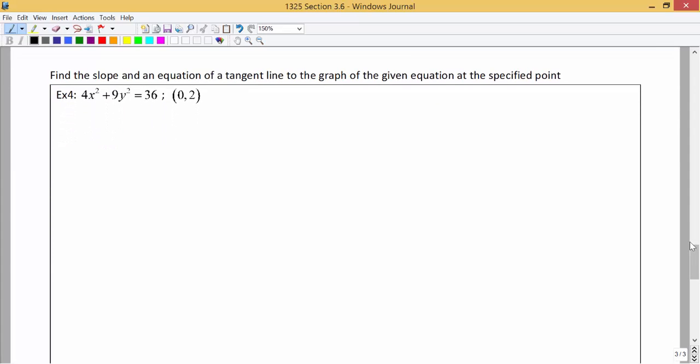For example 4, we're asked to go a little bit further. It asks to find the slope and the equation of the tangent line to the graph of the given equation. So we have 4x squared plus 9y squared equals 36, and we are given the point (0, 2). So the first thing, if we're asked to find a slope, we want to take the derivative. Since we're not explicitly solved for y, we will need to use implicit differentiation to find that slope formula. So let's look at the first term, that's 4x squared. The derivative of that, of course, just using the power rule, would be 8x.